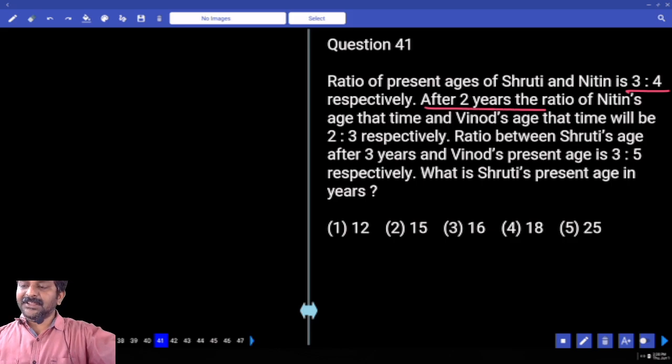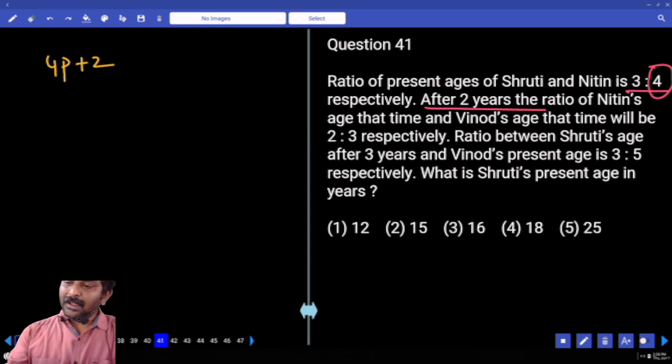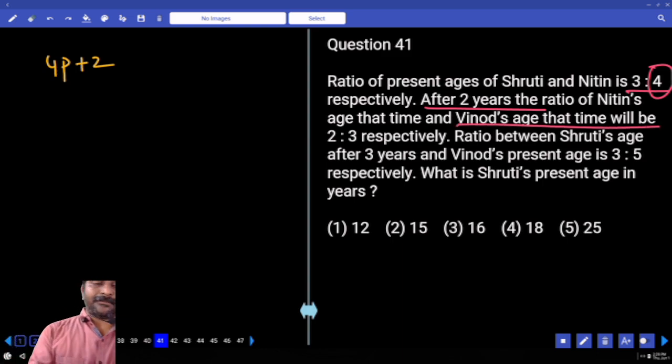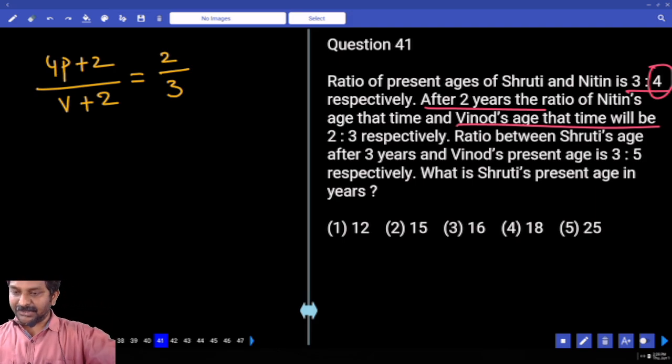After 2 years, the ratio of Nitin's age at that time. What is Nitin's present age? After 2 years, 4 parts plus 2. And Vinod's age at that time, let's say V is the present age of Vinod. After 2 years, plus 2. Ratio mentioned as 2:3, I'll write it as 2/3. I'm just writing the information.